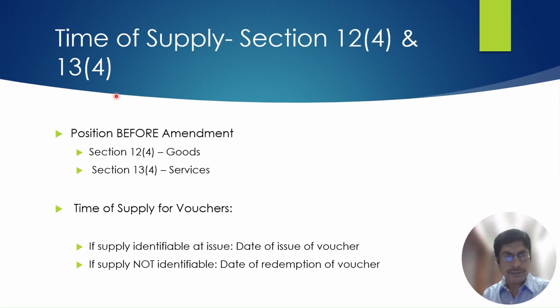What are these two sections? They are relating to the time of supply in case of voucher. You may remember there are two types of voucher: one is identifiable voucher and another is non-identifiable voucher. What is an identifiable voucher? It means by using that voucher, you can purchase only a particular type of goods or service. And the time of supply in case of identifiable voucher is the date of issue of voucher.